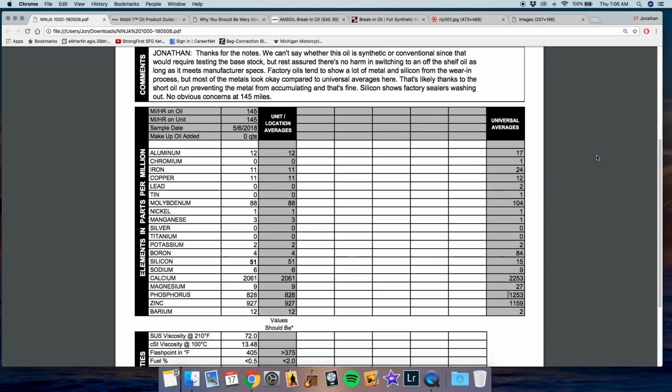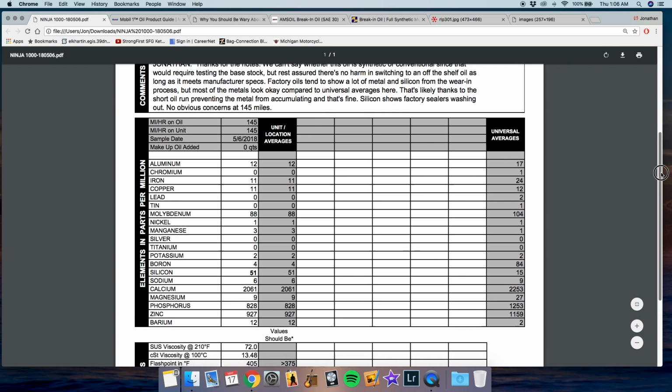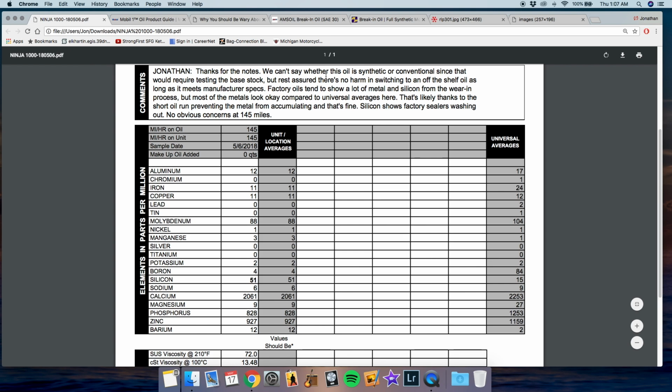Alright, so fortunately there were no problems mailing the oil sample back to Blackstone Labs. It took about 3 days after they received it for them to send me the results of the analysis, which I have here. In my note to them, I explained the purpose of my test, and they provided some helpful information. Up here they said, we can't say whether this oil is synthetic or conventional since that requires testing the base stock, which they don't do. But rest assured, there's no harm in switching to an off-the-shelf oil as long as it meets manufacturer's specs.